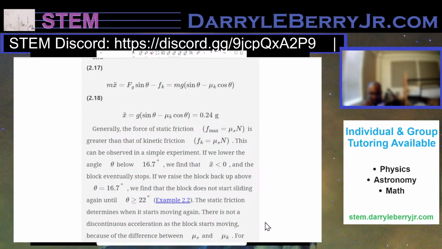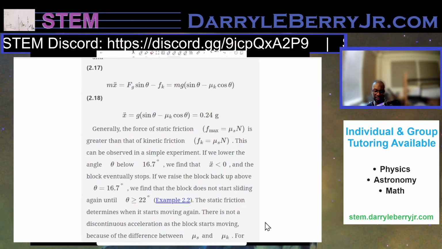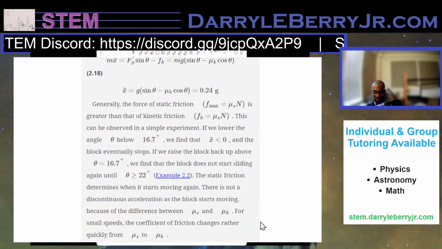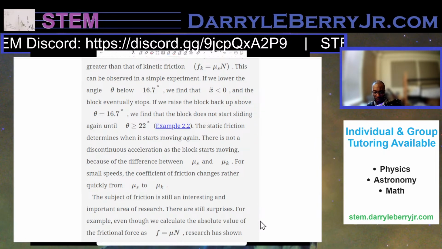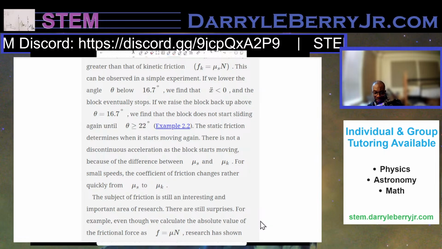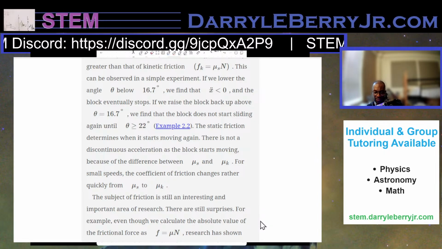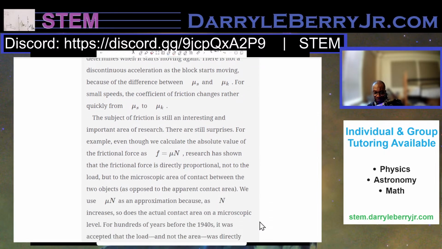There is not a discontinuous acceleration as the block starts moving because of the difference between mu(s) and mu(k). For small speeds, the coefficient of friction changes rather quickly from mu(s) to mu(k). The subject of friction is still an interesting and important area of research.